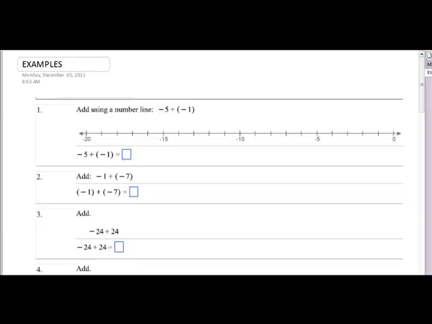All right, number 1. It says to use a number line, but you don't have to actually show it on the computer number line, but I'm going to do it on my number line. All right, it says -5 plus -1.